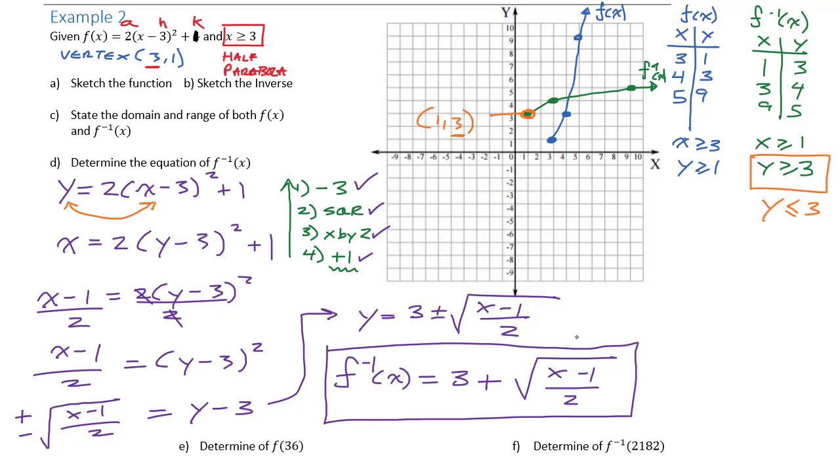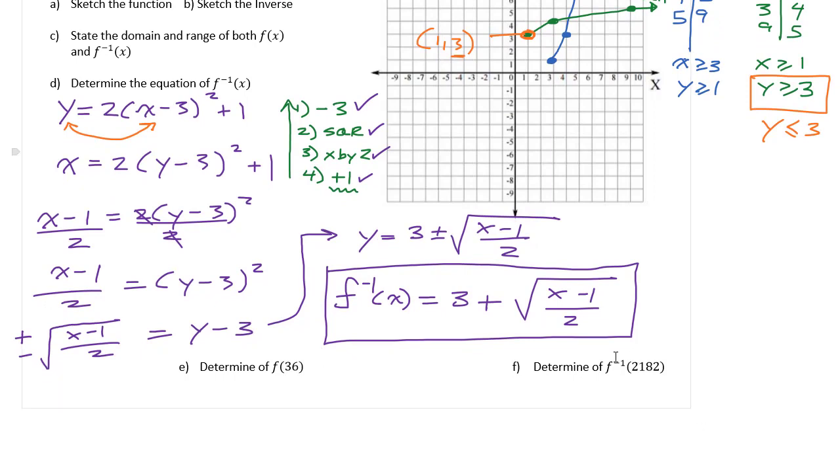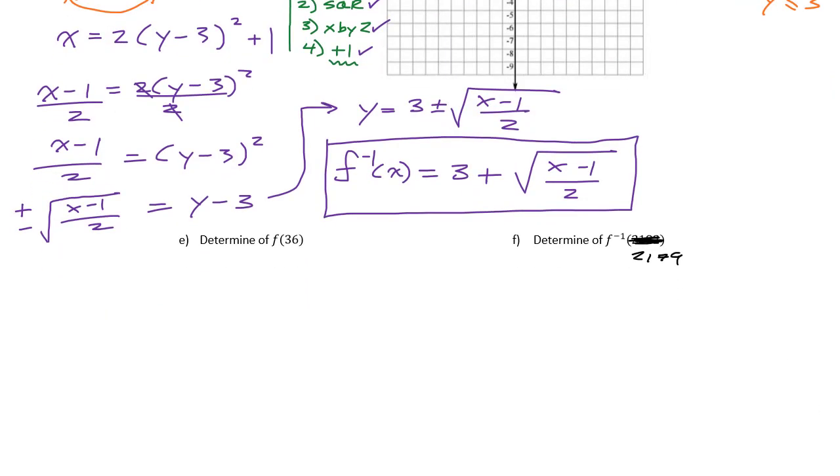All right, let's just do a quick extra question here right at the end. Let's determine f of 36 and then f inverse of, I'm going to change that number there because that's not going to match up. I've changed my numbers here. So let's make that 2,179. All right, so what's the point I'm trying to make here? Just reminding you about coordinates and inverses. This always messes people up.